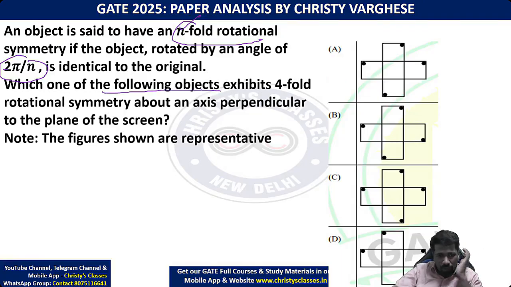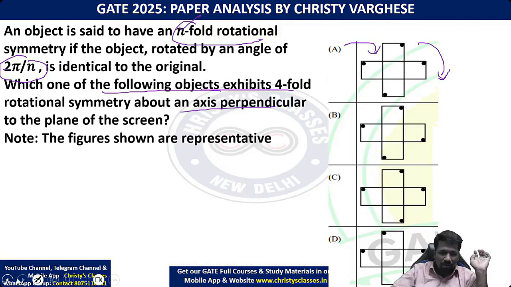So, which one of the following objects exhibits four-fold rotational symmetry about an axis perpendicular to the plane? That means like this, you can think of a clockwise rotation. So, option A, if we rotate clockwise by 90 degrees, will you get the same picture or not? That is the simple meaning of the question.